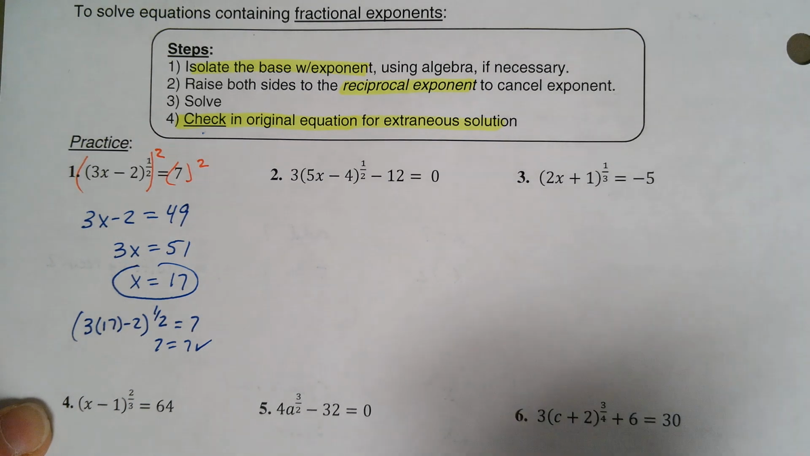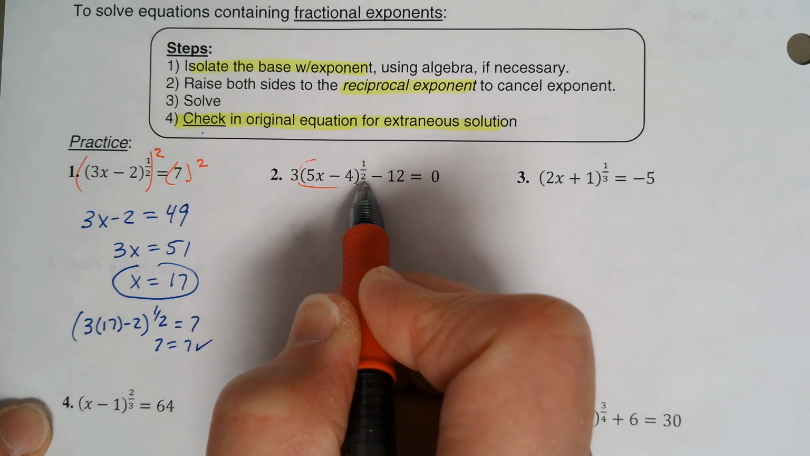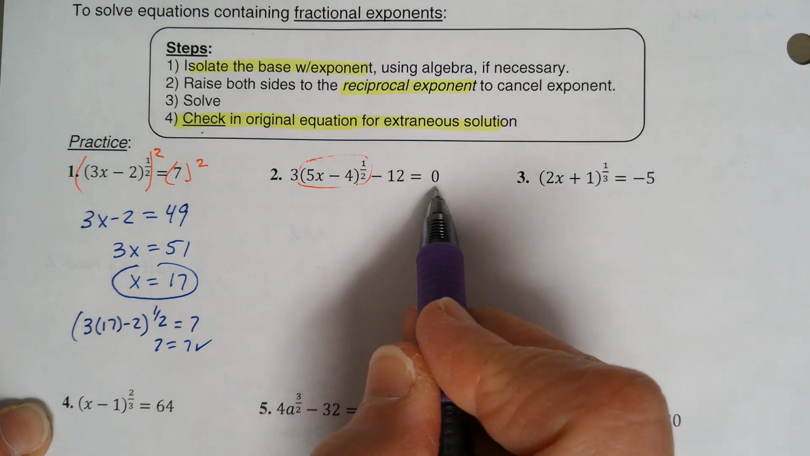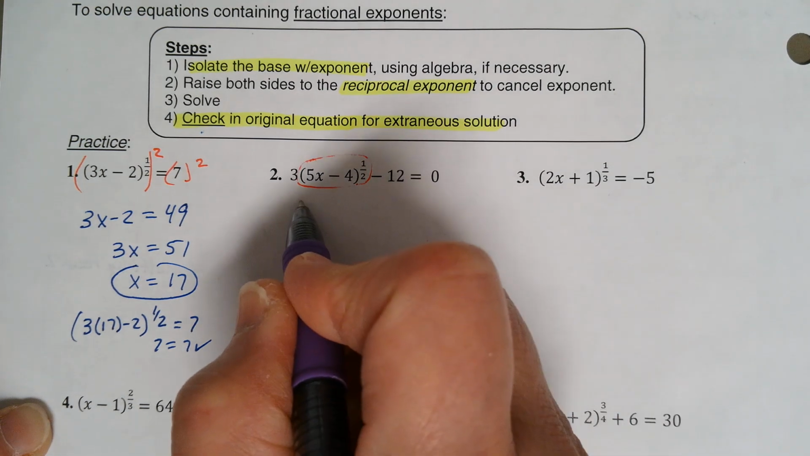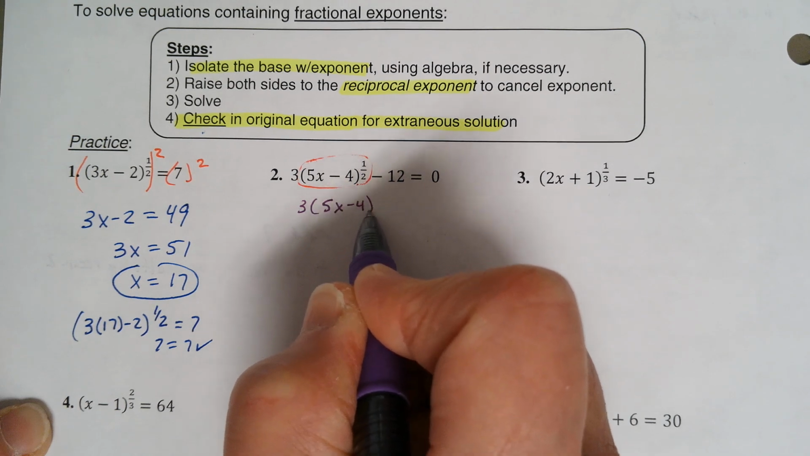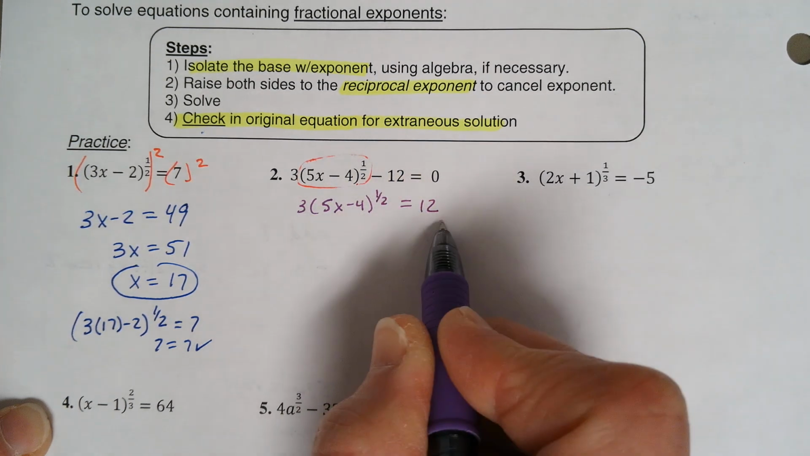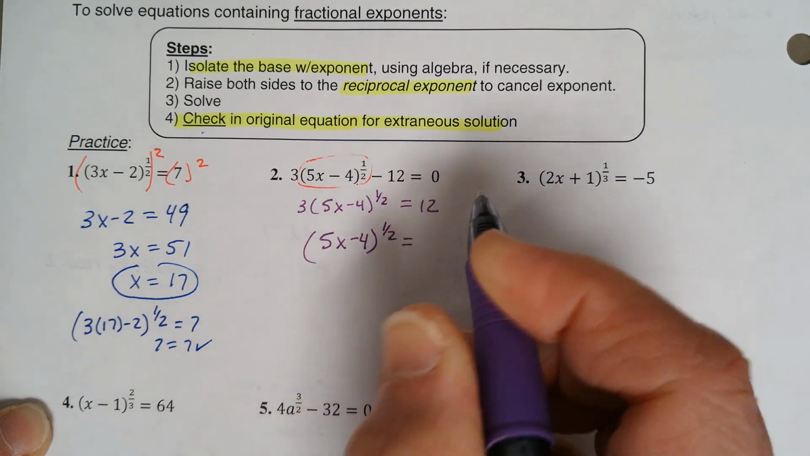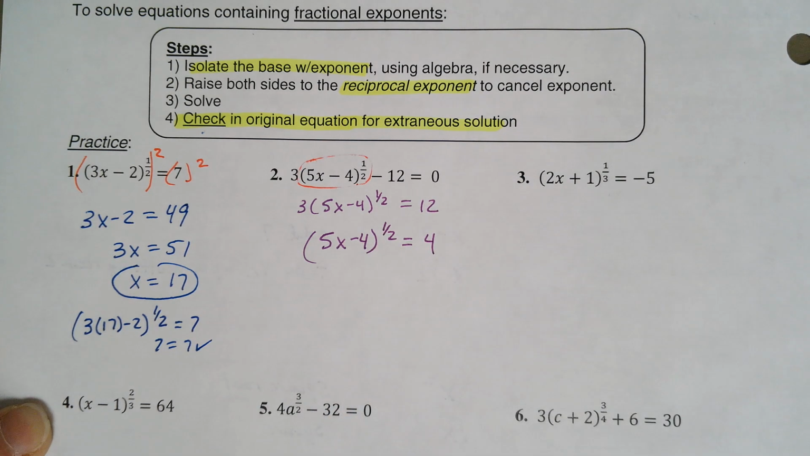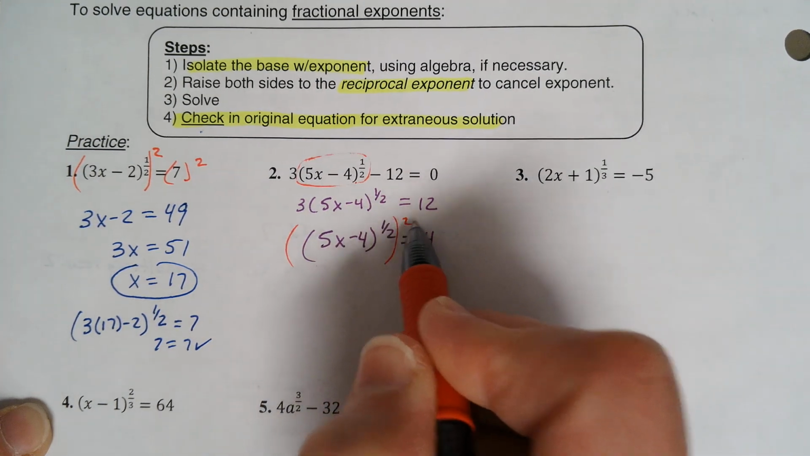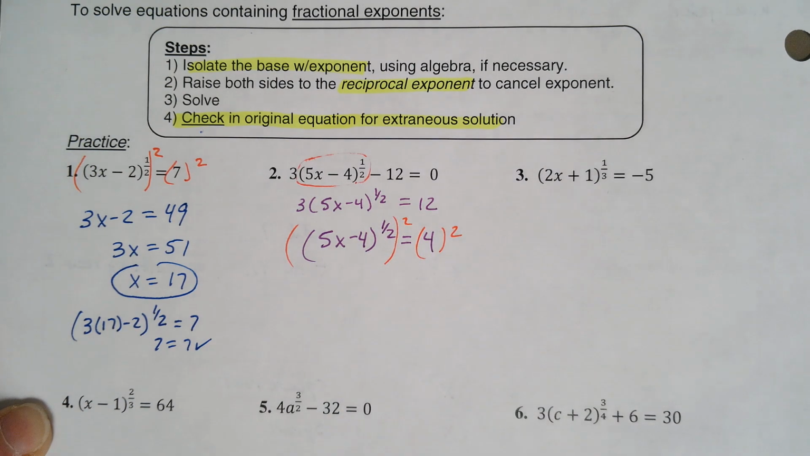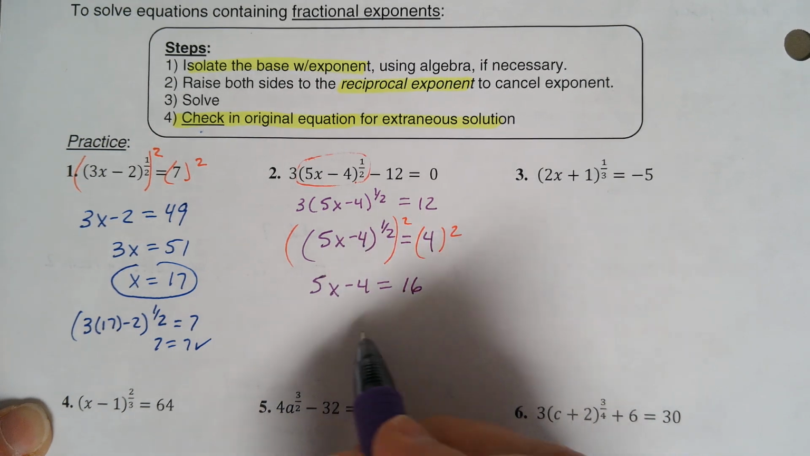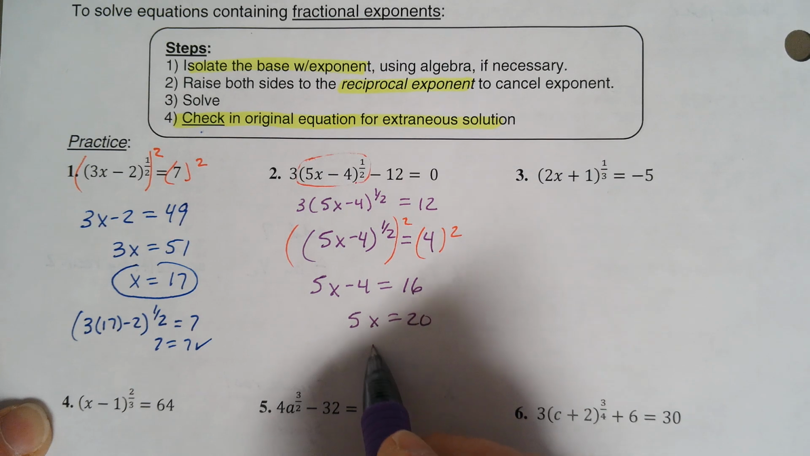Okay, here we want to get this by itself. We need this isolated. The base and exponent, we need to isolate that. So add 12. And divide by 3. 5x minus 4 raised to the 1/2 equals 4. Now we raise both sides to the reciprocal of 1/2, which is 2. 5x minus 4 equals 16. Add 4, 5x equals 20. Divide by 5, x equals 4.